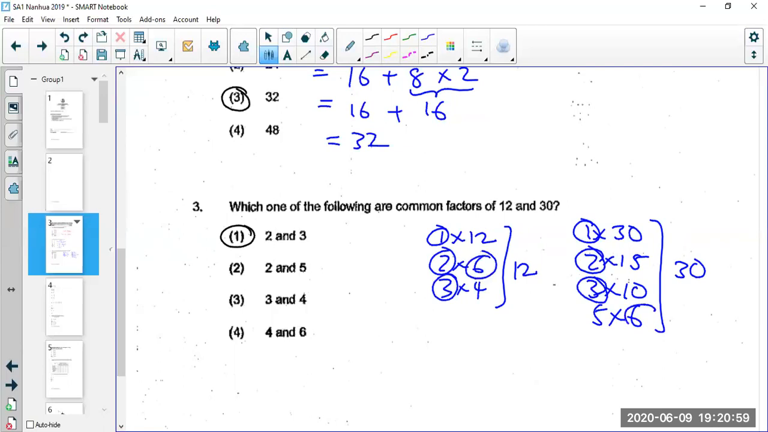Then you look at the answers. Which one has common factors of 12 and 30? Number 1, which is 2 and 3. You can see 2 and 3 are common factors. How about the other answers? Question 2, there's no 5. Question 3, there's no 4, no common factor of 4. Question 4, there's no 4. So 4 is not a common factor. That's how I do number 3. Clear so far? They are quite easy, so you must score in this question.